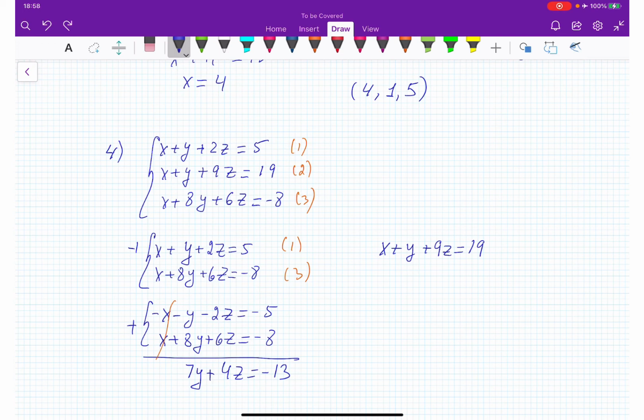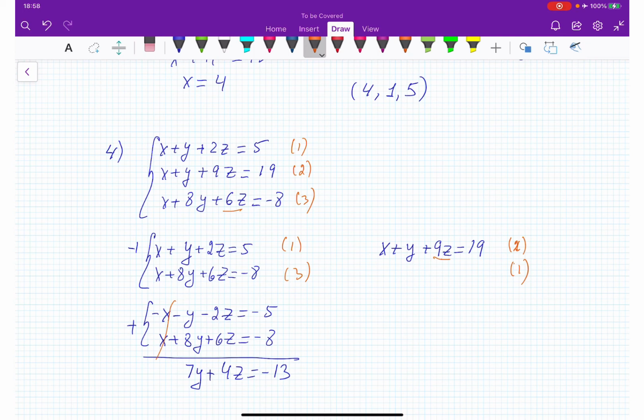Okay, so I am going to take first one. If you ask why, because here z has coefficient 9 and third one has coefficient 6.